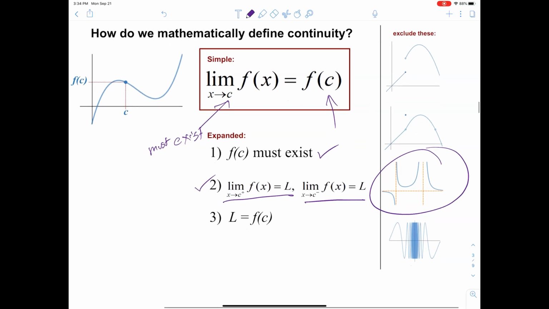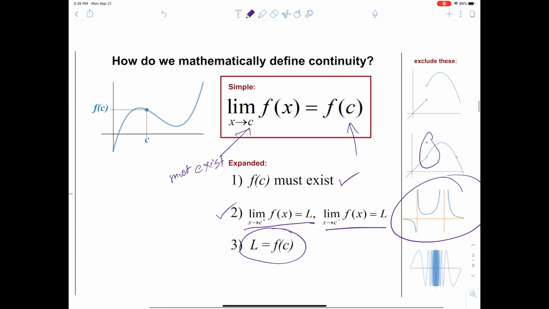And finally, the last thing that we need is that the numerical value of the general limit needs to equal the function's value. That's how we eliminate situations like this as being called continuous. If we put these three things together, the limit exists, and the value of that limit is the value of the function, then we have continuity for any point C in the domain of f. Now, this is the expanded definition down here. This is the simplistic version of the definition right there.